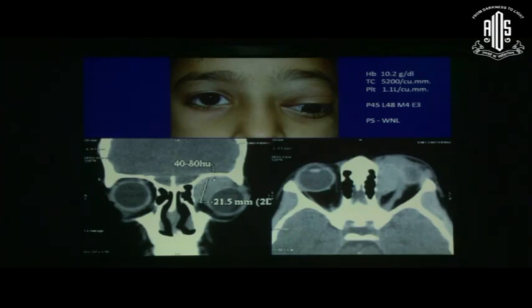What are you going to do next? Biopsy it. Very good. Okay, now it was biopsied and this is how it looked. What is it? The mass looked green in color. What's your diagnosis? This is a PG exam question.